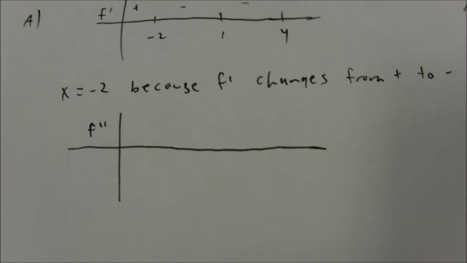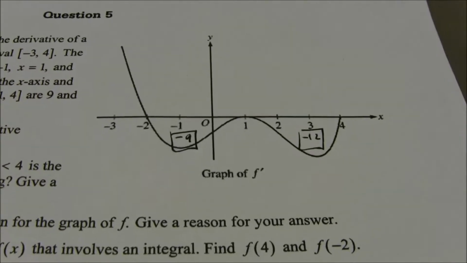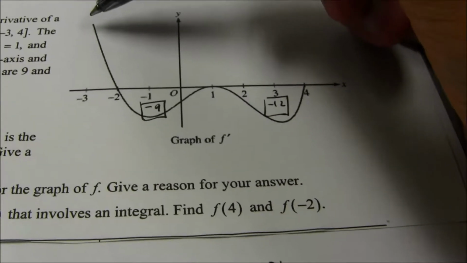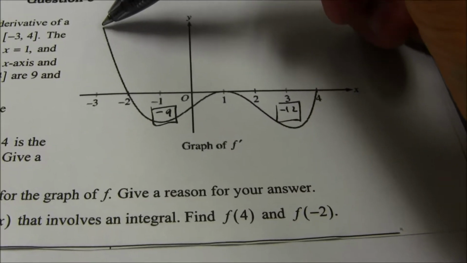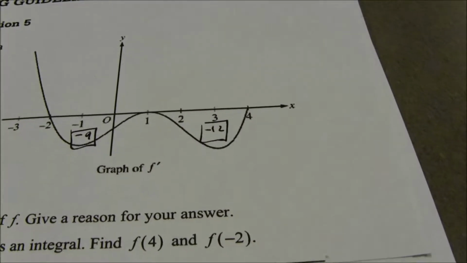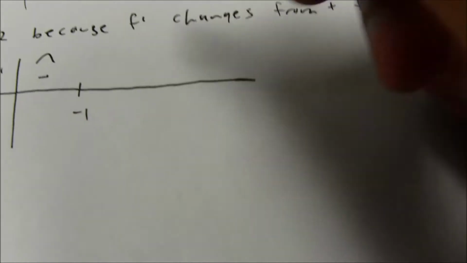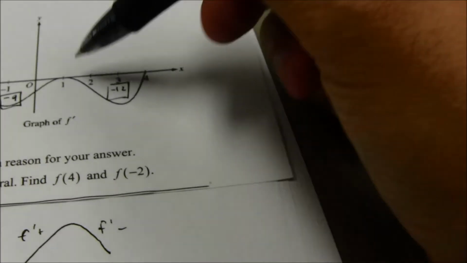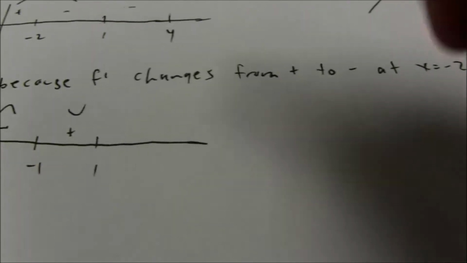for f double prime. Now, that's a graph of f prime. F double prime is going to be the rate of change of f prime. It's basically just the slopes of that. So the slope of f prime, which is f double prime, is negative from -3 all the way down here to -1. So that's a function that's concave down. It's positive from -1 over to 1. So it would be concave up. And then it's a negative slope from 1 to 3. So it would be concave down again. And then the slope is positive from 3 to 4. And it's going to be concave up again.